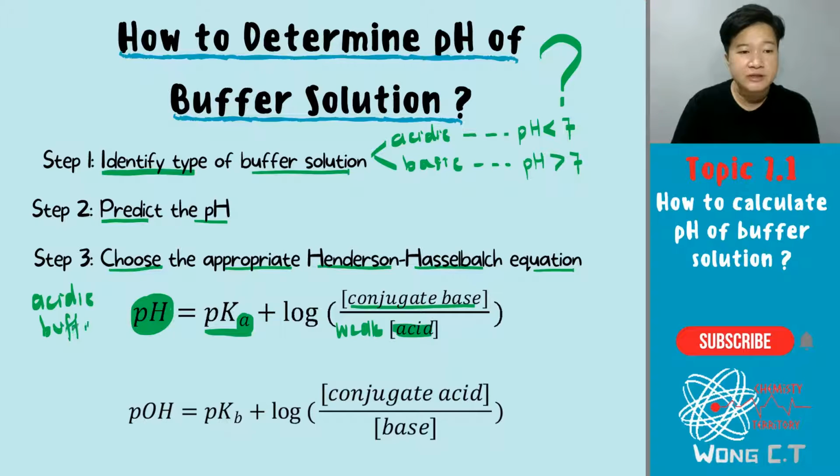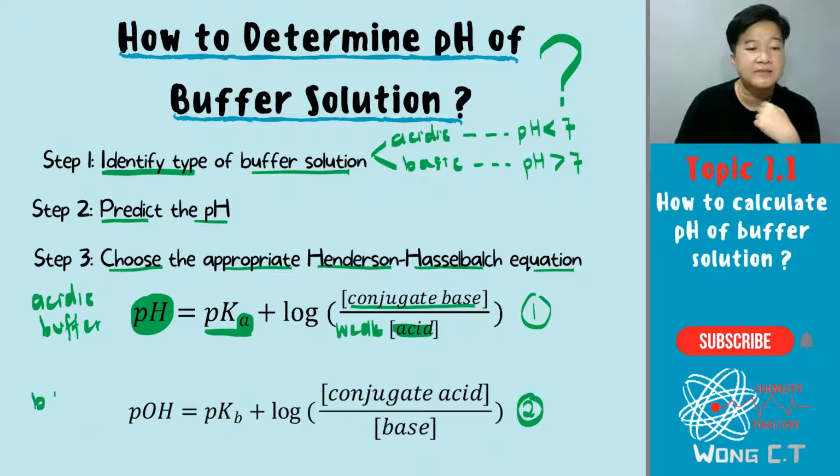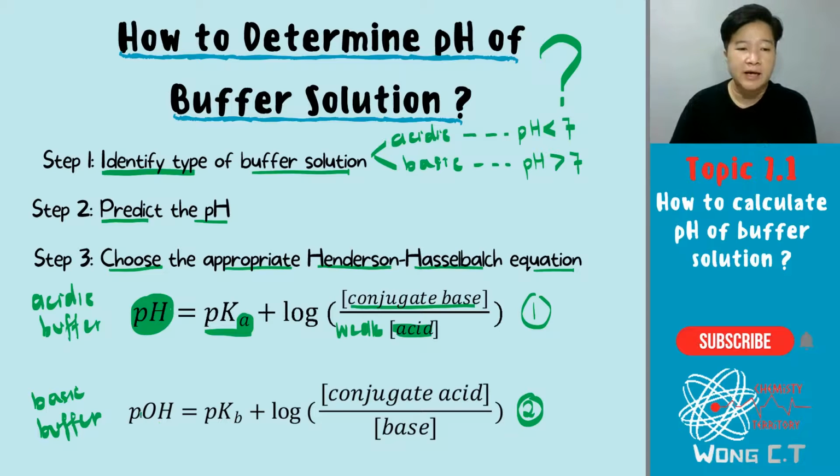Because it's for the pH, having the pKa, having the conjugate base over acid. And since we only have two types of buffer, acidic buffer and basic buffer, if the first equation over here is for your acidic buffer, automatically the second equation is for your basic buffer. And why is that for a basic buffer? Look at the formula, guys. It is pOH equals pKb plus log conjugate acid over weak base. So, everything is about basic buffer.